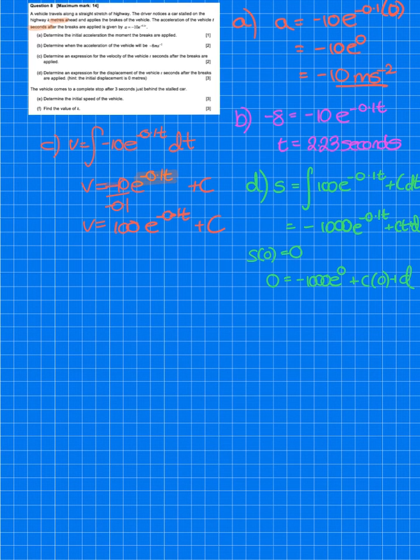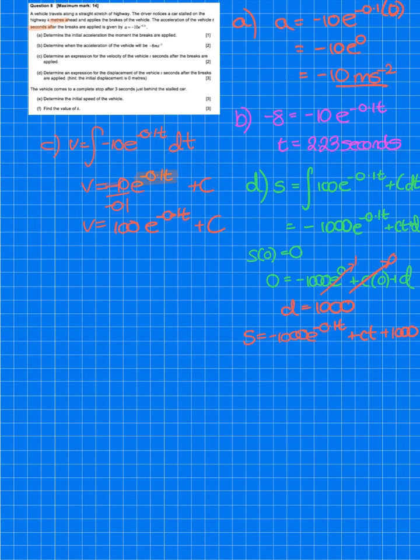Okay, so all of this is going to equal 0, and that's going to equal 1, remember? So it's just going to be negative 1000. Hopefully you can see from that that d is going to equal 1000. So we get our expression for displacement: S equals negative 1000 e to the negative 0.1 t plus ct plus 1000. We still don't know what c is. That is okay at this stage.